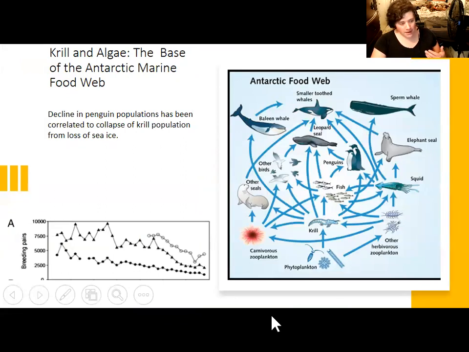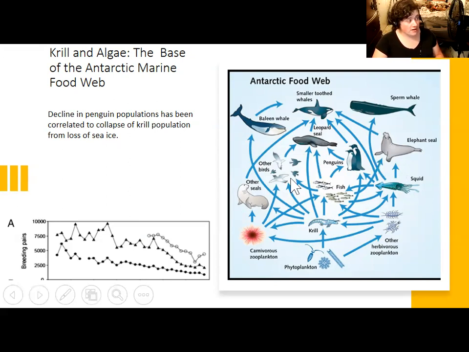The drop in krill has been linked to decreases in the number of breeding pairs of penguin populations, because penguins eat fish and squid that rely on krill. And it seems that a lot of penguin species are breeding less because they can't get as much food to guarantee the survival of their offspring. And this is a good indicator. This is a good example of a ripple effect.